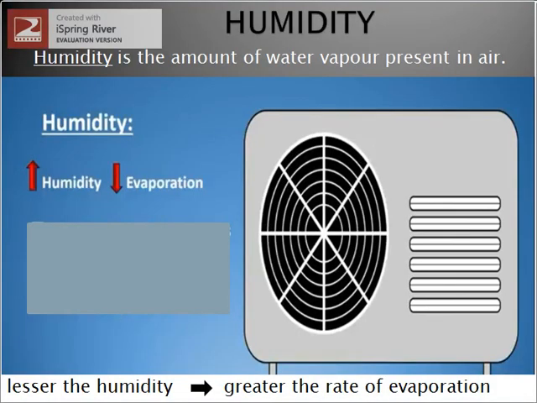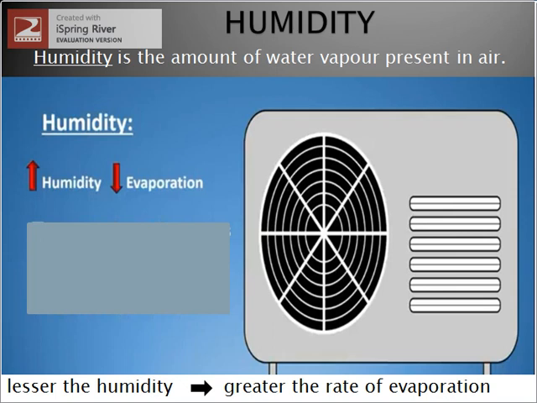Now, the fourth factor, humidity. How humidity affects the rate of evaporation. Humidity, as we all know, is the amount of water vapor present in the air. Do you know why air coolers work effectively in dry weather? Or why it is difficult to dry clothes in the humid area or in humid weather?